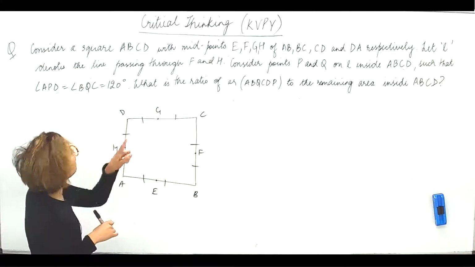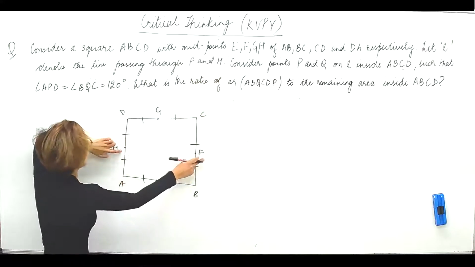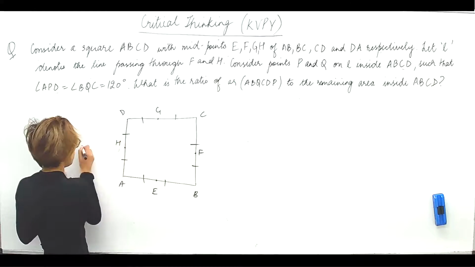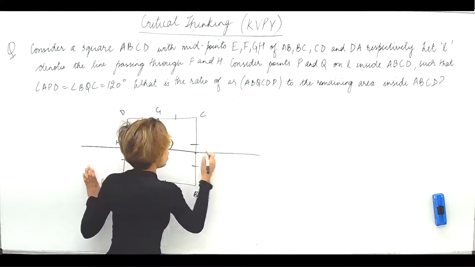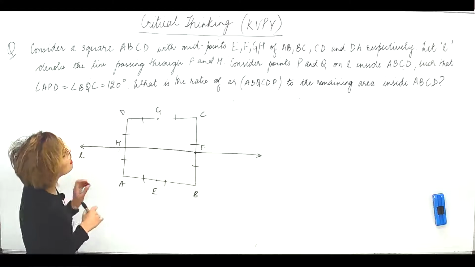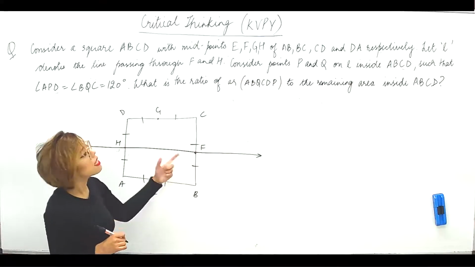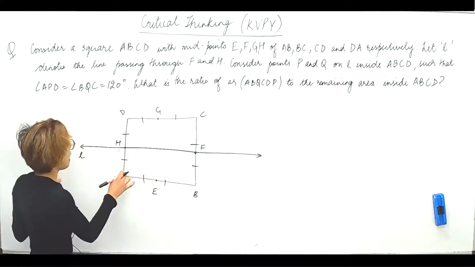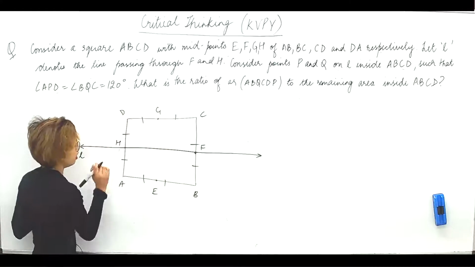Done. Now let L denote the line passing through F and H. So there is a line passing through these two. So let me make it. This is my line L. Right? Consider points P and Q on L. So I need to take points here inside ABCD on this line such that angle APD and angle BQC are 120 degrees. Okay.